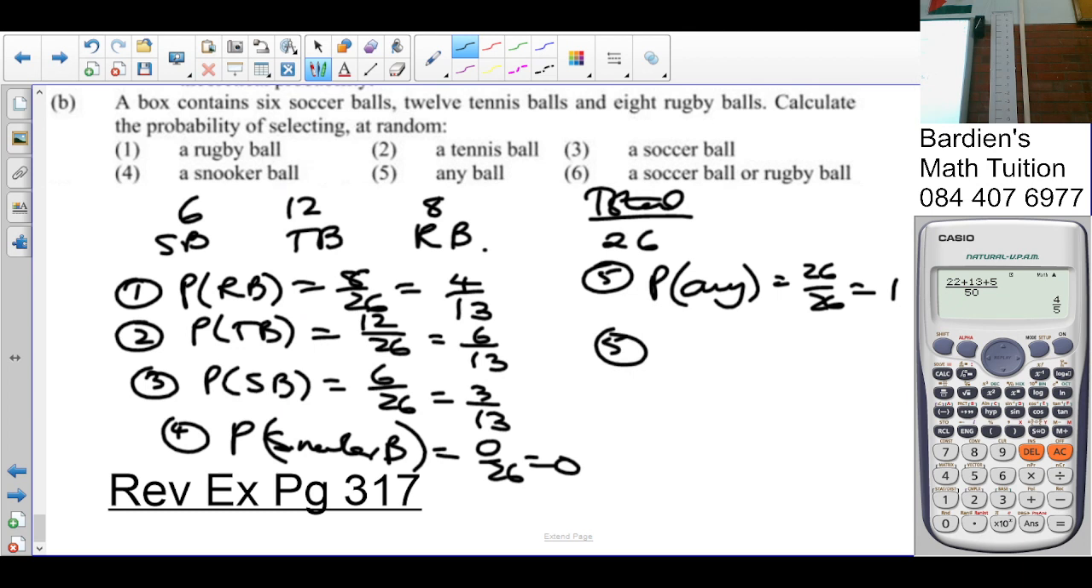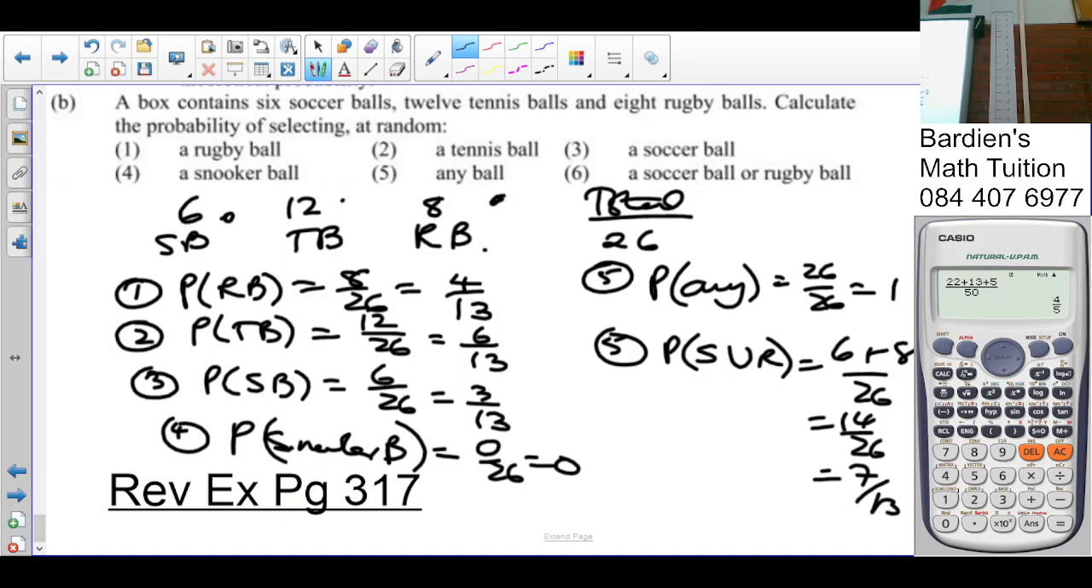A soccer ball or rugby? Probability of soccer or rugby. This is also known as what? Union, yes. Soccer or rugby is 6 plus 8 over 26, which is 14 out of 26, which is 7 over 13. Or you could have got straight into 14 out of 26. You get 7 out of 13. Right? You guys understand?